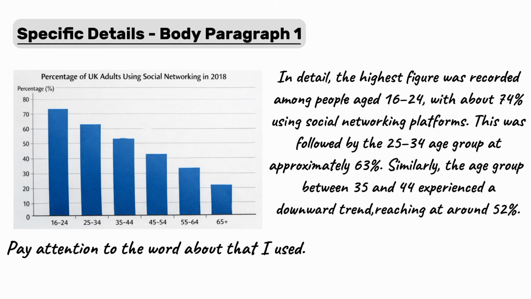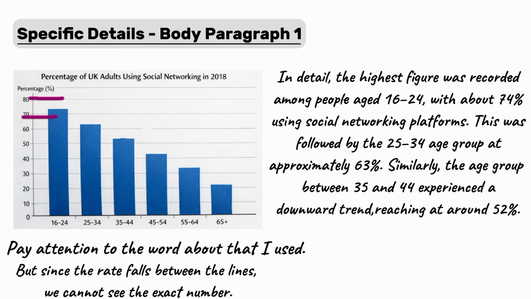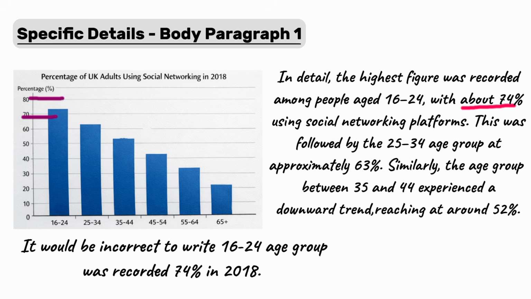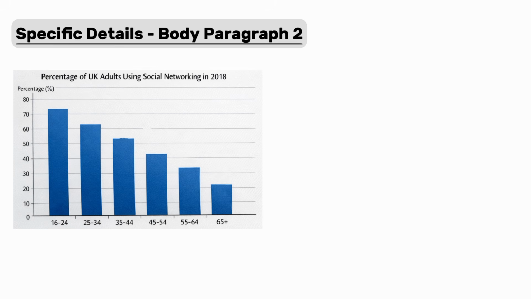Pay attention to the word "about" that I used. Look at the bar chart. We can see that every age group's rate was somewhere between 2 specific data lines, like 70% and 80%. But since the rate falls between the lines, we cannot see the exact number. So I picked 74% and used the word "about" to indicate that this number is not exact. It would be incorrect to write "the 16 to 24 age group was recorded 74% in 2018," so do not throw away the word "about." That's all with our first paragraph with specific features.